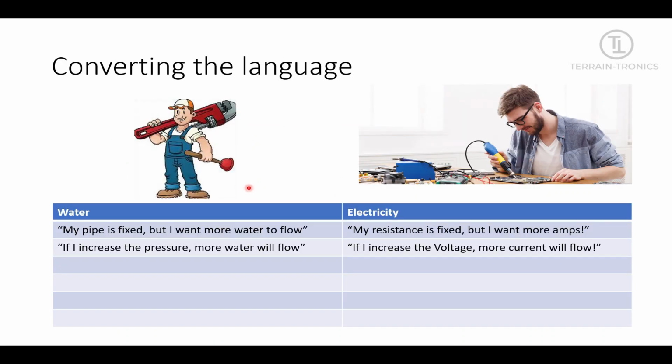Now, if we convert the language, my pipe is a fixed diameter, but I want more water to flow. If we convert that to electricity, my resistance is fixed, but I want more amps. So how do I do that? Well, in the real world, a plumber would say if you increase the pressure, more water will flow through that fixed diameter pipe. In electrical terms, it means if you increase the voltage, more current will flow. So if you increase that voltage, from 5 to 12 volts, for instance, but you have a fixed resistor, you get more current.